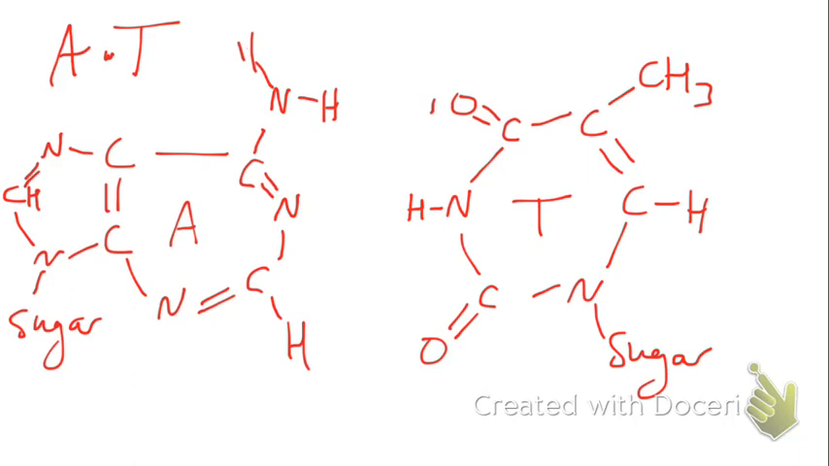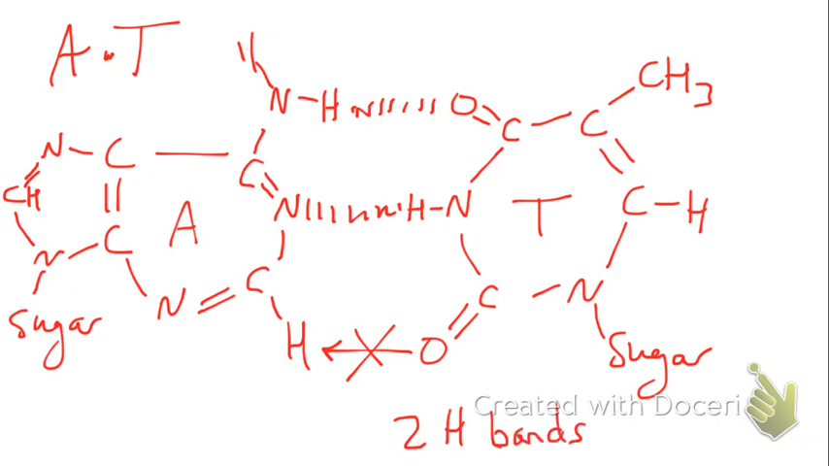What we can see is there will be a hydrogen bond formed between these two groups, a hydrogen bond formed between these two groups, but there is no hydrogen bond between the carbonyl group and that hydrogen off a carbon. So those won't hydrogen bond. And so what happens is A's and T's only get 2 H bonds compared to the G's and C's, which have 3. So A's and T's are a little bit weaker of an interaction than G's and C's.